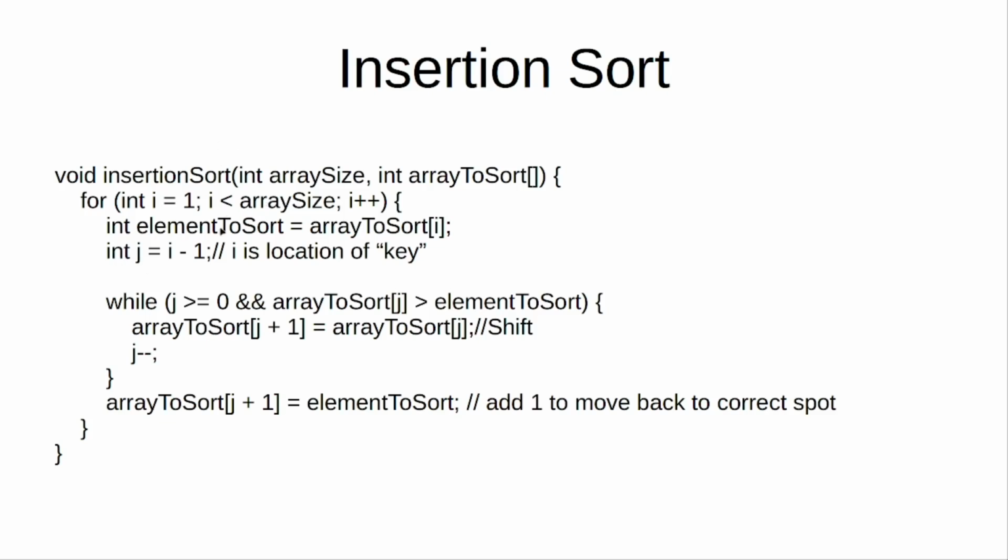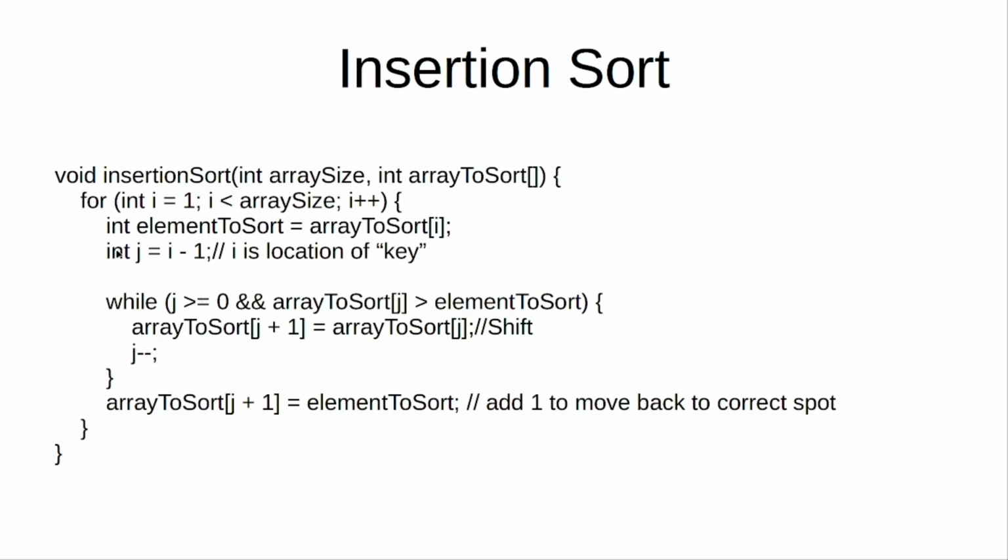We say int element to sort, array to sort I. So this is the element that we are looking to insert. And then when we say int j equals I minus 1, this is saving the location of the key or the element to sort. Then we move to a while loop.